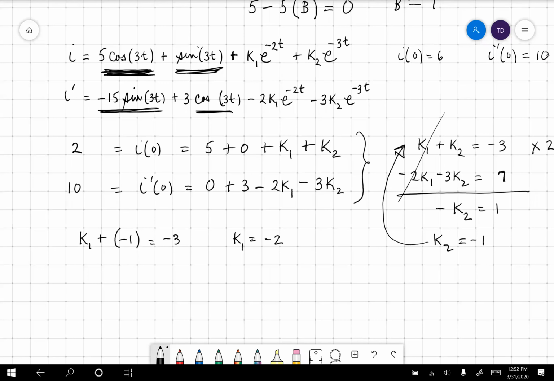So there are all of our values. Put them all together. I equals 5 cosine of 3t plus sine of 3t plus K1, K1 is equal to minus 2, minus 2 e to the minus 2t plus K2, minus 1 e to the minus 3t. This is the current. It is in amps.